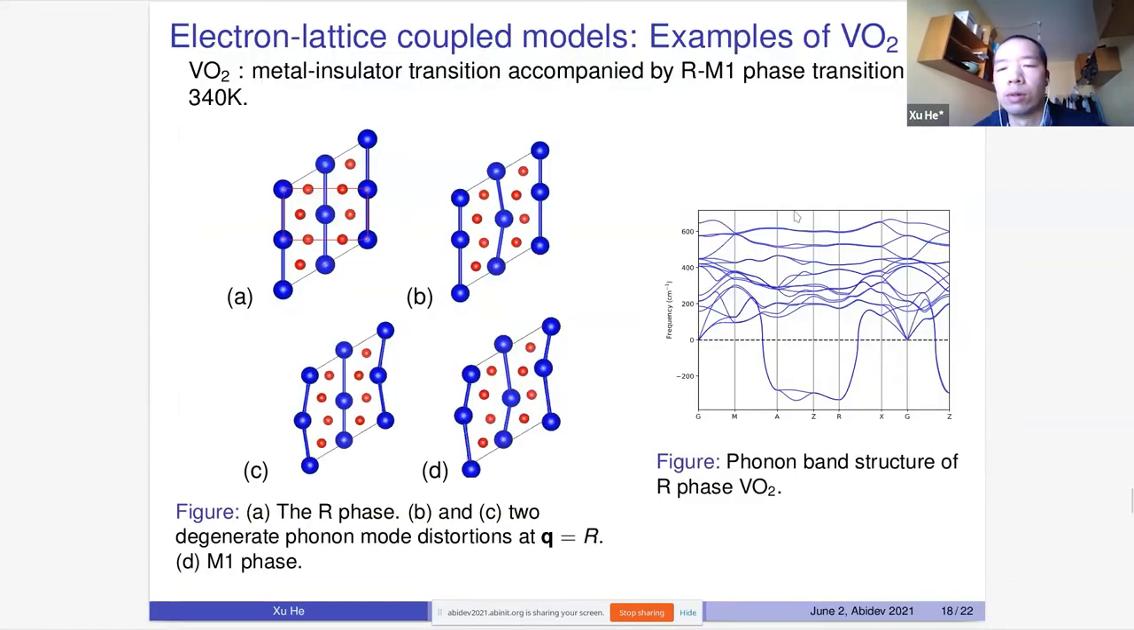So I have an example to show that. We studied the metal-insulator transition of VO2, where the MIT is accompanied by a rutile to monoclinic phase transition at 340K. So this is the rutile phase. It has two unstable phonon branches, and at the R point we have two degenerate phonons. If we put them all together, it's the monoclinic phase in this figure.